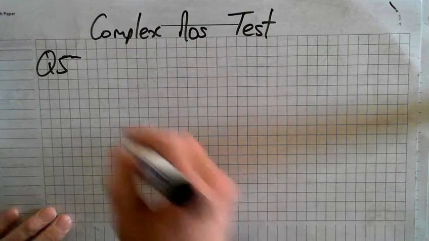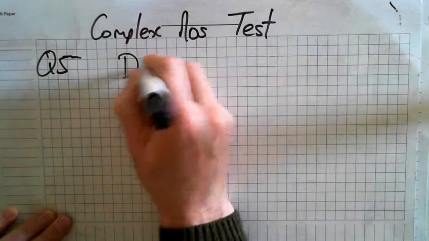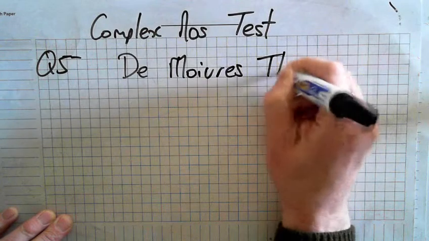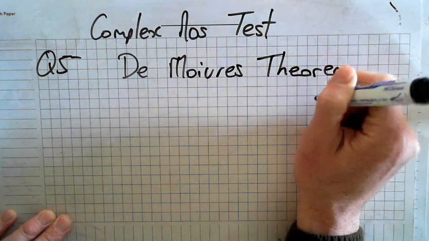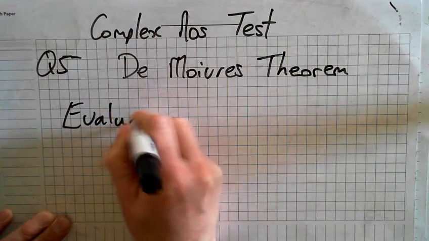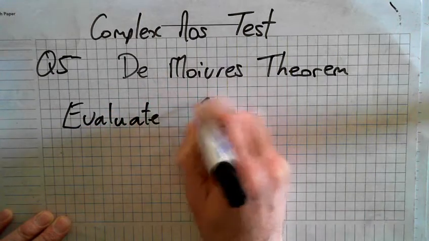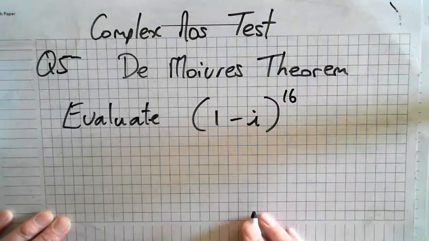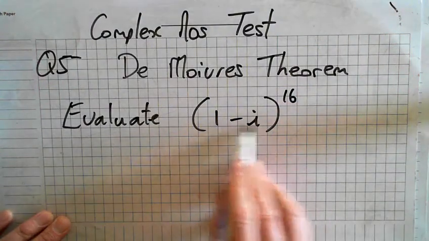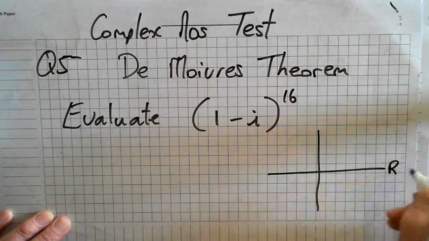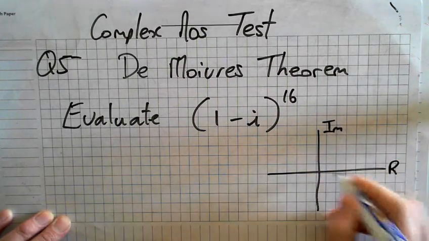Right. Question 5. Use De Moivre's theorem to evaluate z to the 16. First of all, we have to draw this on an Argand diagram. So that's your imaginary and real.